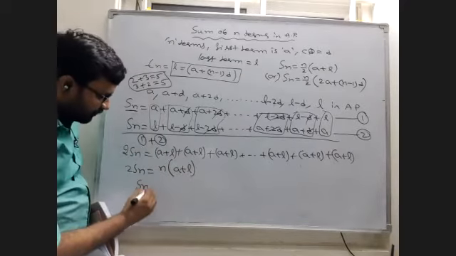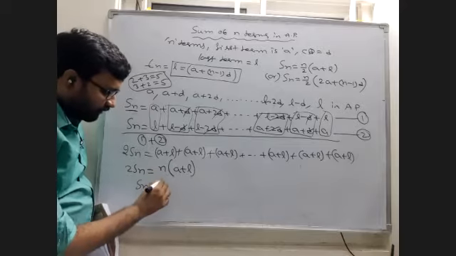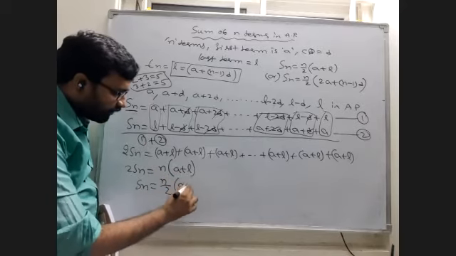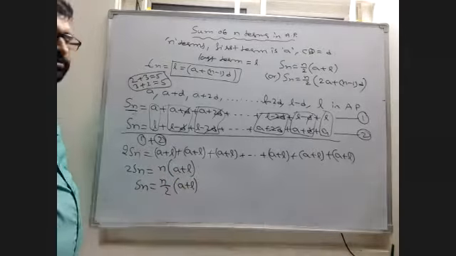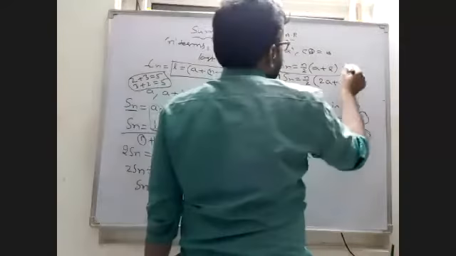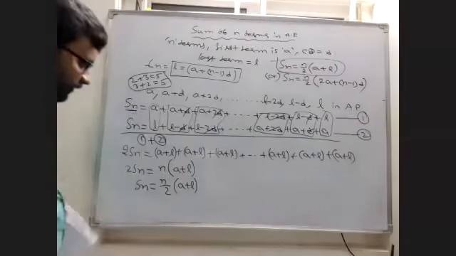Now Sn is equal to, taking 2 to that side, N by 2 into A plus L. N by 2 into A plus L. This is proved. What about the second one?